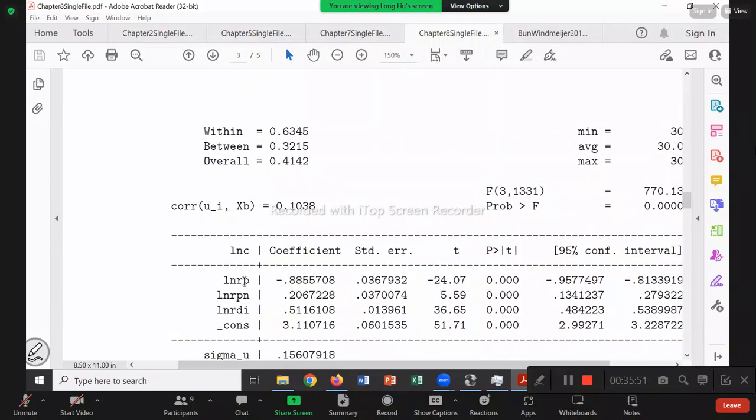For example, the coefficient of price is negative 0.88. It means the price elasticity is negative 0.88. And it means when our price increases by 100%, the consumption is going to decrease by 88%. Or you can say, if price increases by 1%, our consumption decreases by 0.88%.